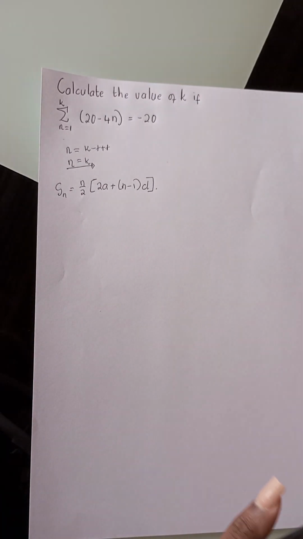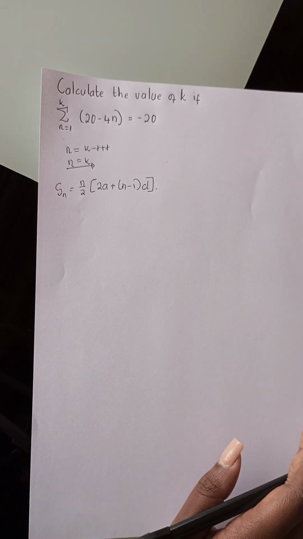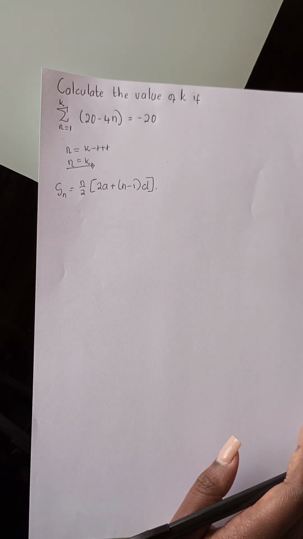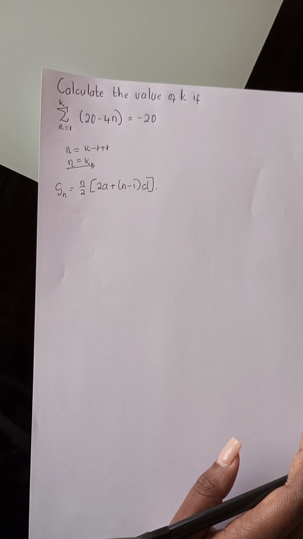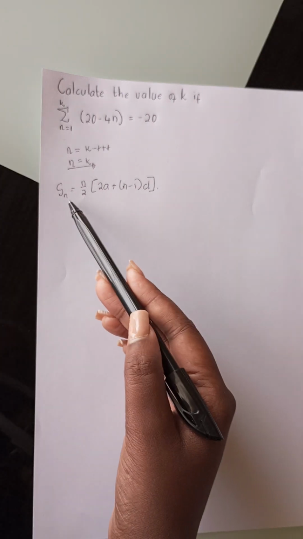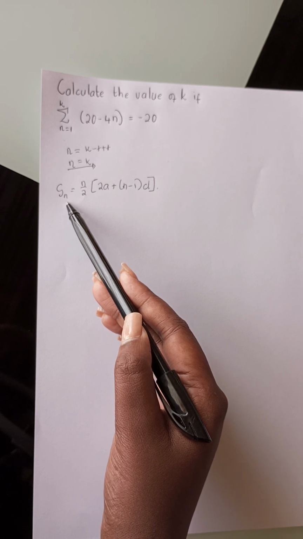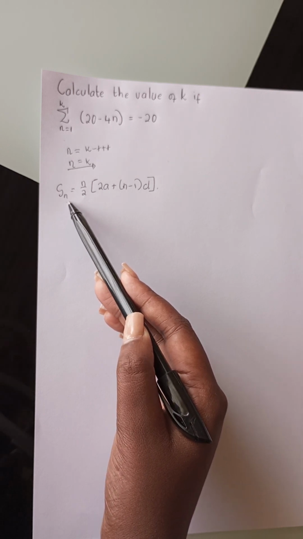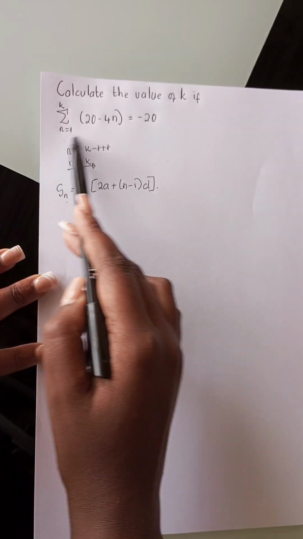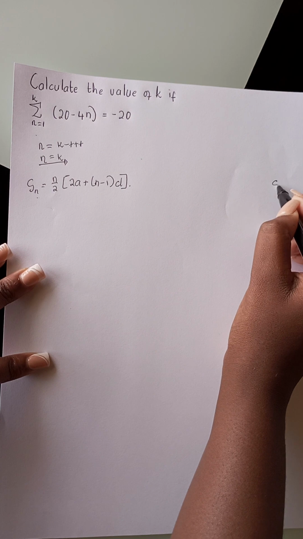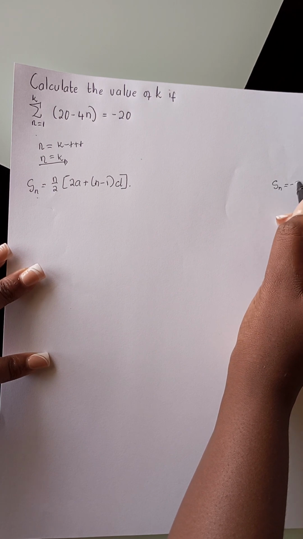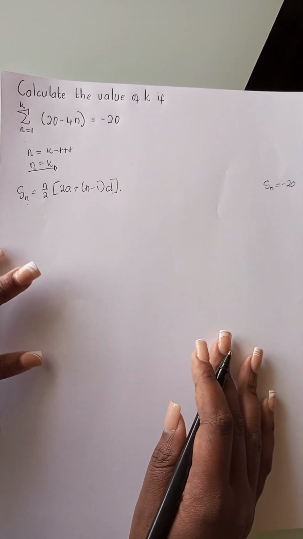Okay, so this formula has 4 variables. In order for us to be able to use it to look for an unknown, we must know at least 3 of the variables. So let's check if we have that. First we have Sn. Sn is the sum, right? Do we have it? Yes, we do. We were told that the sum of this is negative 20. So we can come here and say Sn is equal to negative 20.